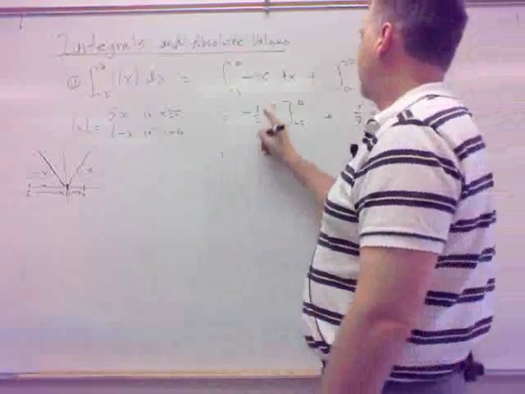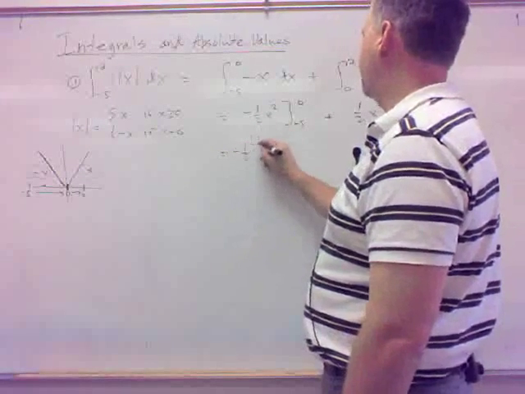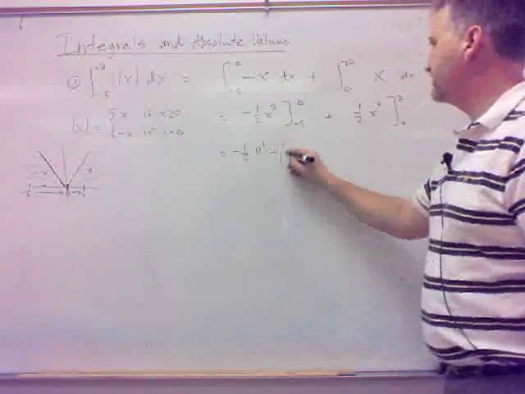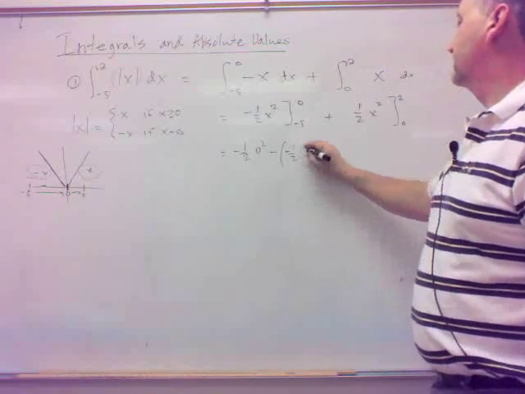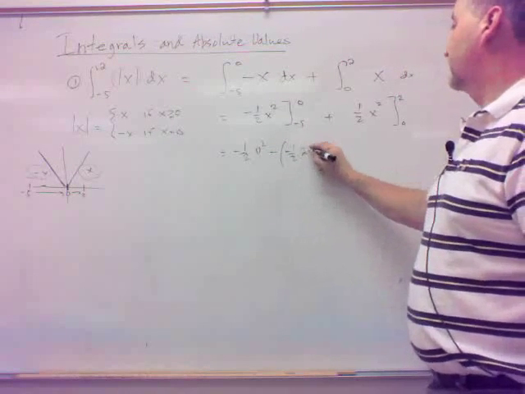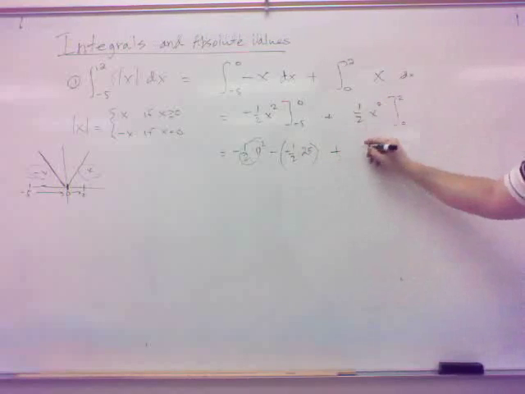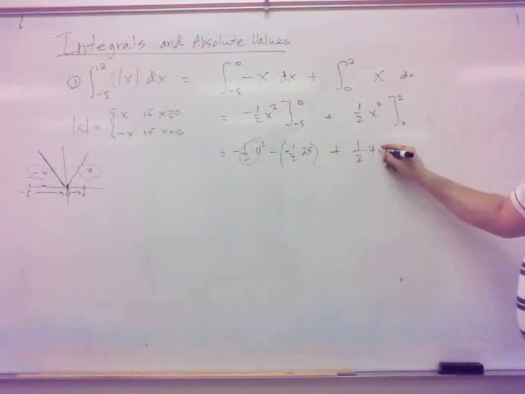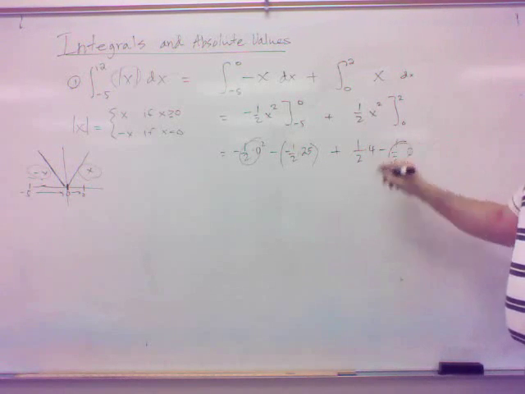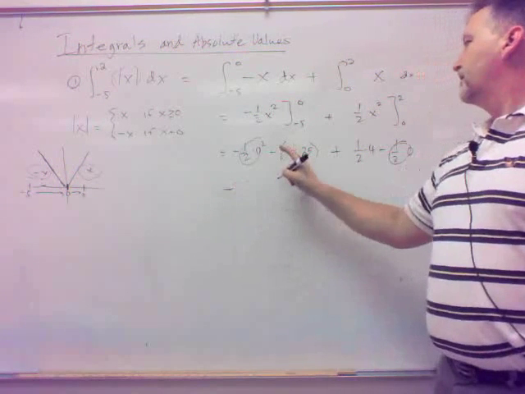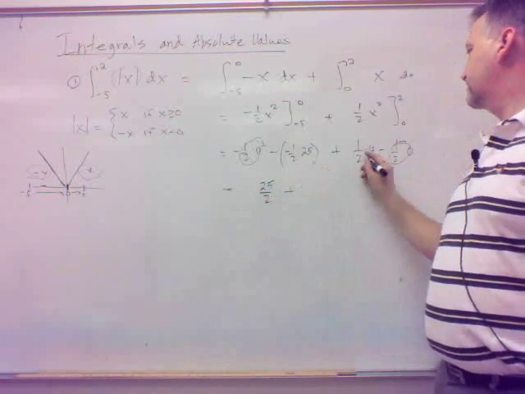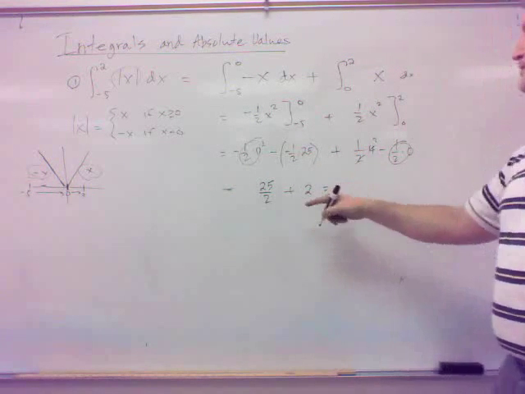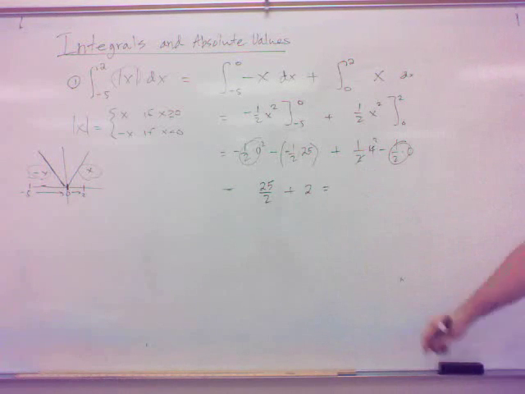So that would be easy for this one, right? Negative 1/2 times 0 squared, minus negative 1/2 times negative 5 squared, which is 25. Go ahead and do that. Of course, that's 0. Then this one would be 1/2 of 2 squared, which is 4, minus 1/2 of 0 squared, which is 0. So this is good. Minus a negative, so it's a positive 25 halves, plus 2. That's 12.5 plus 2, 14.5.